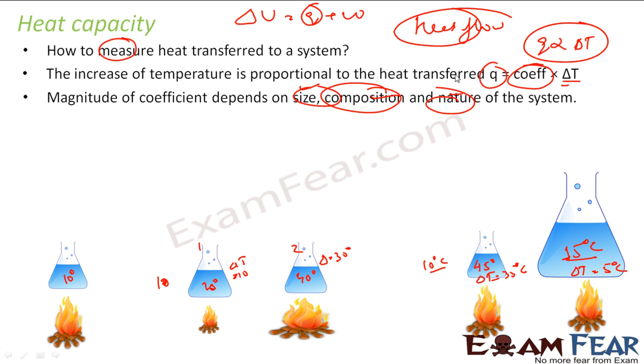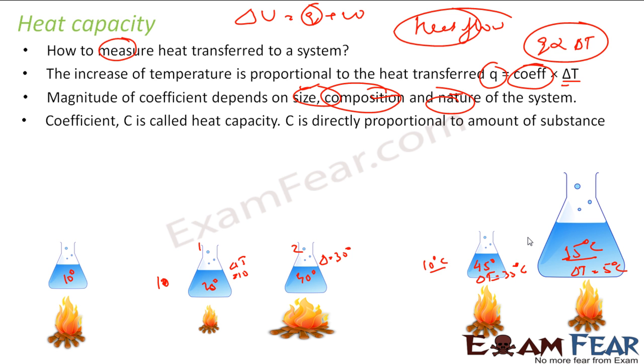First we saw that the heat transfer is directly proportional to the temperature difference, and since it is directly proportional, we have some proportionality constant. Then experimentally they found that this constant depends on the nature of the system, whether you have a bigger system or a smaller system. So there are a lot of parameters on which this coefficient depends. As I told, it is found experimentally that this coefficient C is directly proportional to the amount of substance.